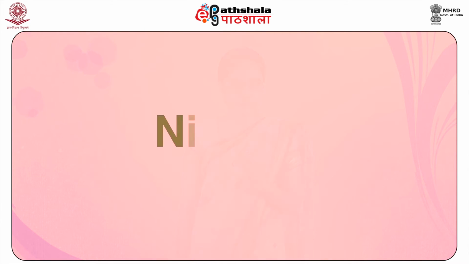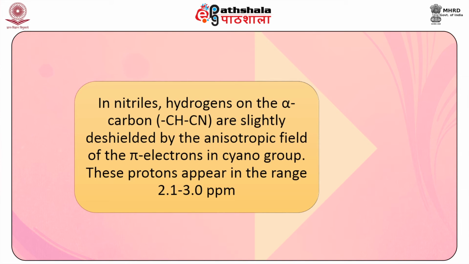Students, let us now move to the next functional group, which is the nitriles. In nitriles, the hydrogens on the alpha carbon, that is CH-CN, the hydrogens belonging to the CH, are slightly de-shielded by the anisotropic effect of the pi electrons in the cyano group. These protons appear in the range of 2.1 to 3 ppm.